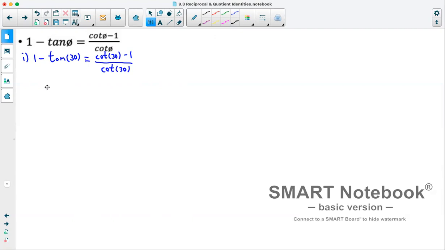Now calculating the left side of our equation, I get 0.4226. And doing the right side of the equation, I get the same thing. So I have verified it. Now that we've verified, we will prove it. So we've got 1 minus tan theta equals cotangent theta minus 1 over cotangent theta.